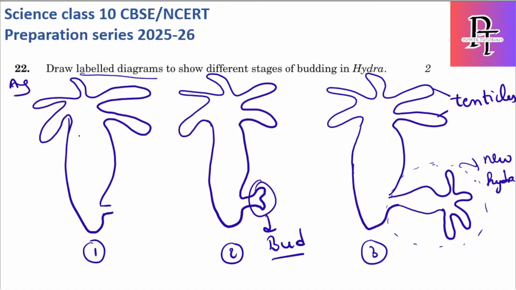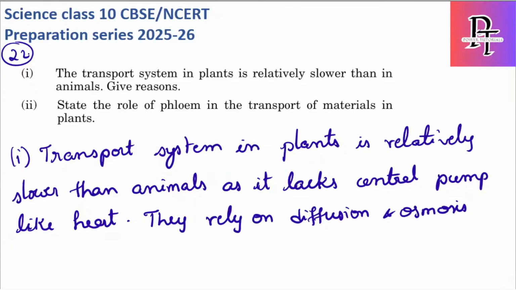In step 1, in this hydra, you have to say that it will create a small opening. In step 2, a bud will be formed at that opening, and this bud will grow into a new hydra in the third step, and this new hydra will be broken down and grown as a new hydra. If you draw all 3 diagrams and mention the parts, then definitely you get 2 marks. Okay, let's move to the 23rd question.